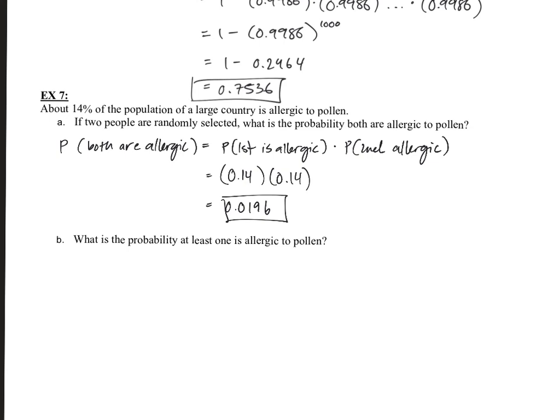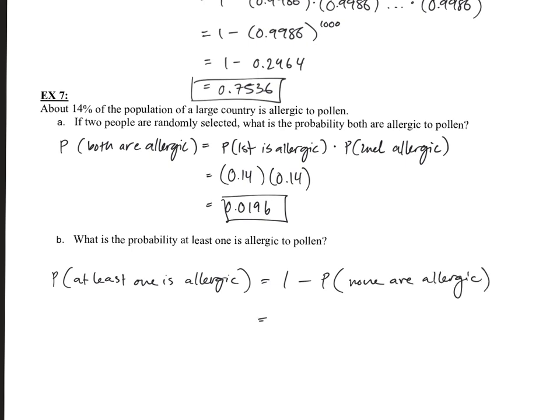Now, what is the probability that at least one is allergic to pollen? Well, let's use the method we used up here: 1 minus the probability of the opposite. So the probability at least one is allergic, we can find by saying 1 minus the probability that none are allergic. So that would be 1 minus. And what's the probability that none of them are allergic?